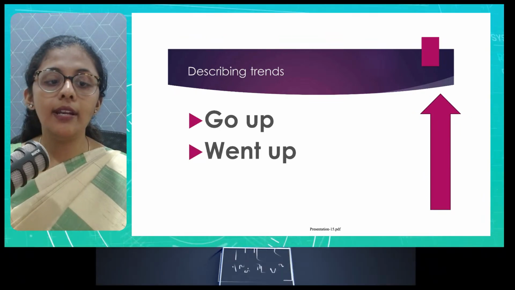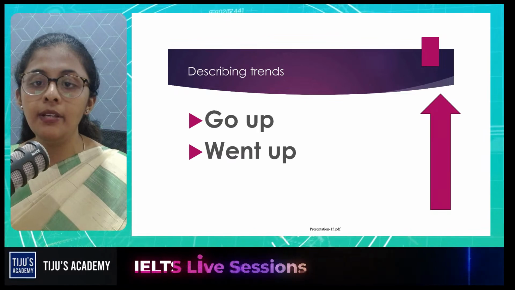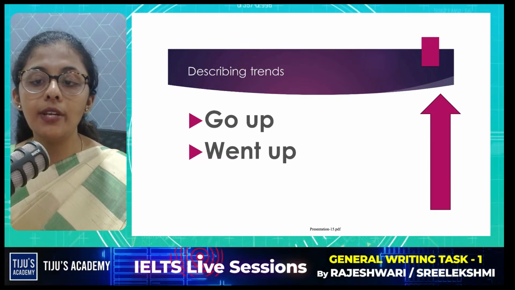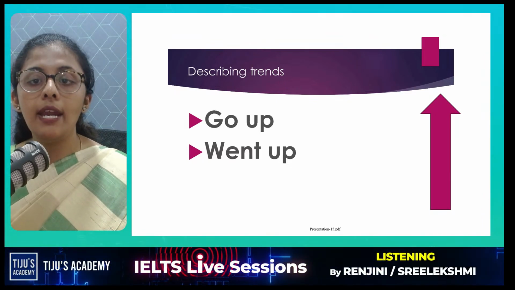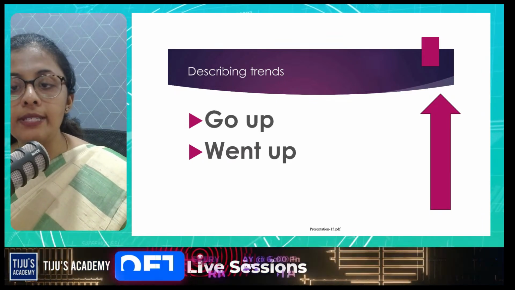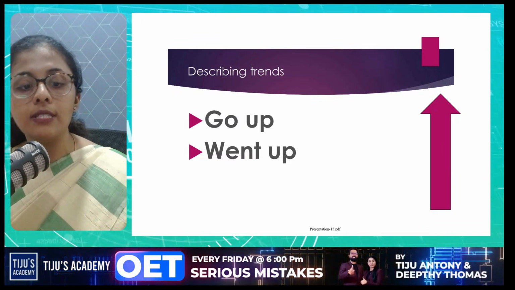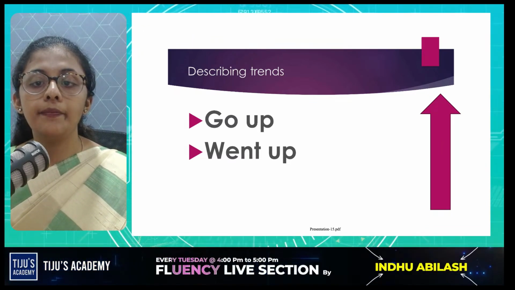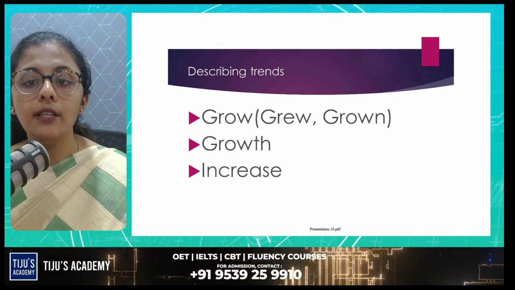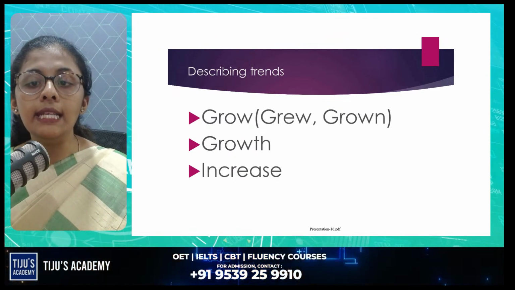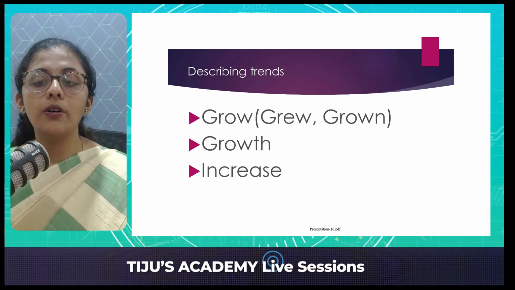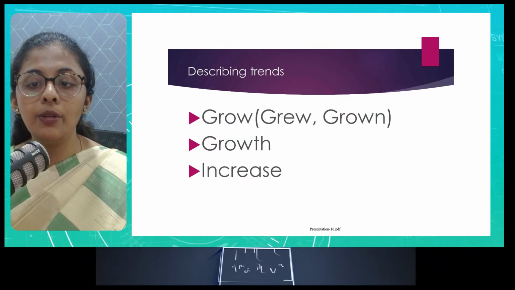Hike, very good. Amala Ramson, very good. It goes up or it went up. You can also write rise, rose. It goes up to 50% or it went up to 60%. Next words. There was a growth, there was an increase, or it grew 20%. These are the words that you can use.